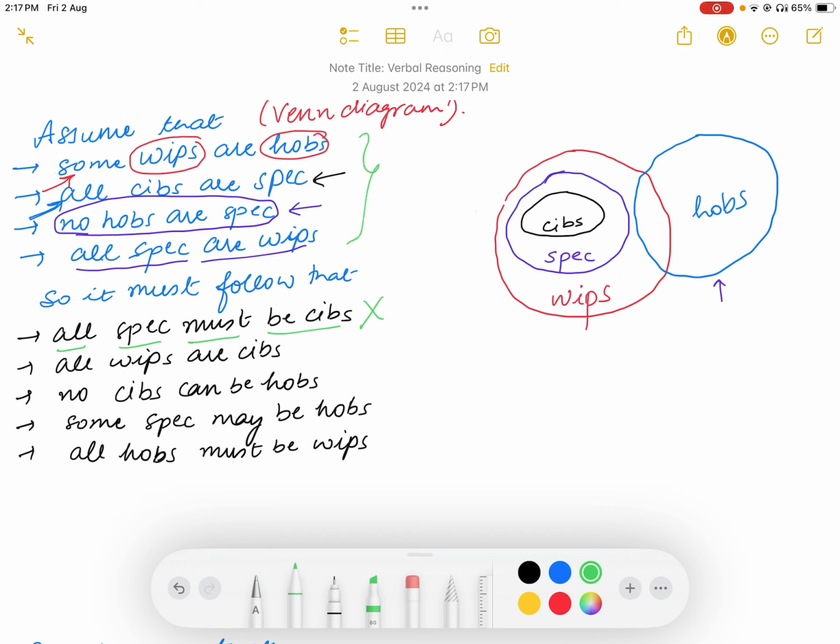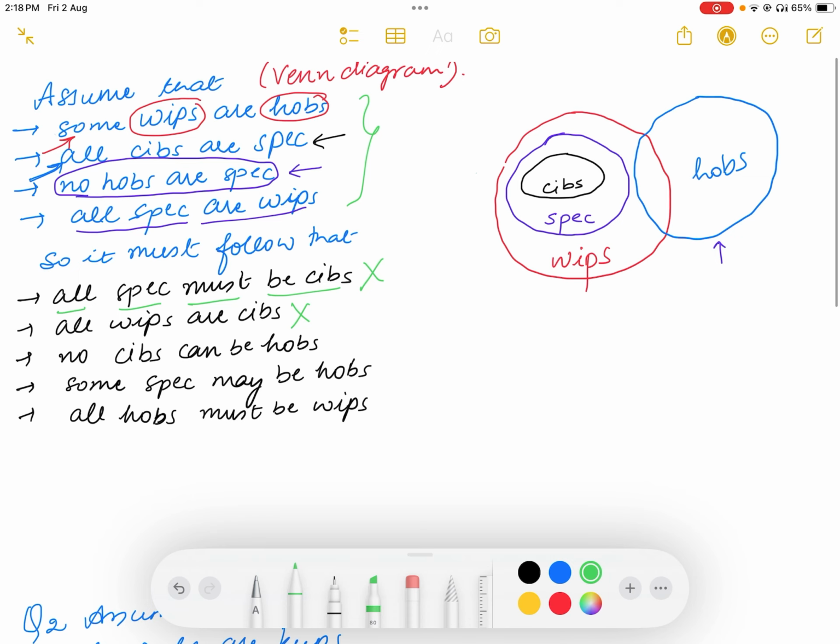Then you have all whips are sibs. It's not possible, because all the sibs are spec and all the spec are whips. So whips will be a comparatively bigger set than sibs. So all the whips cannot be sibs. Hence this is also wrong.